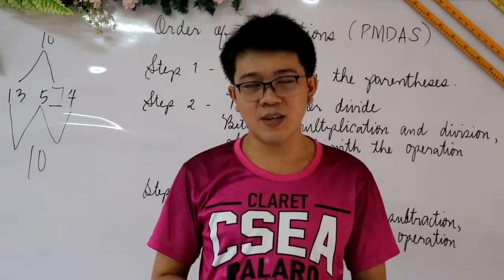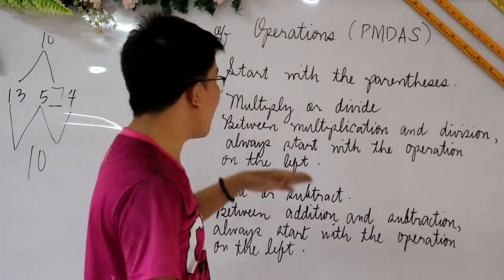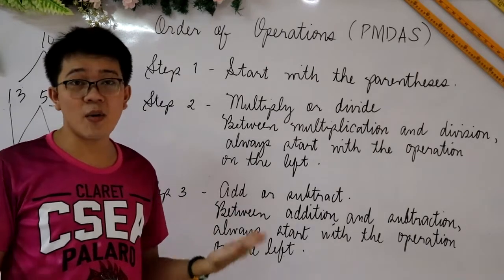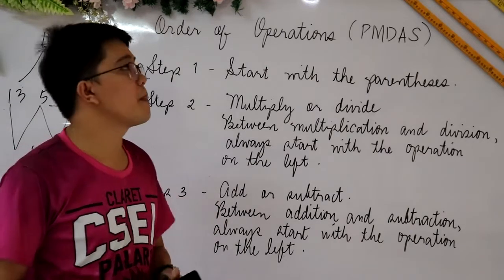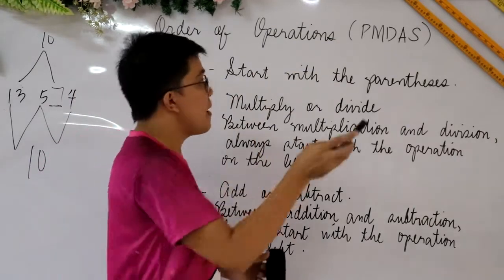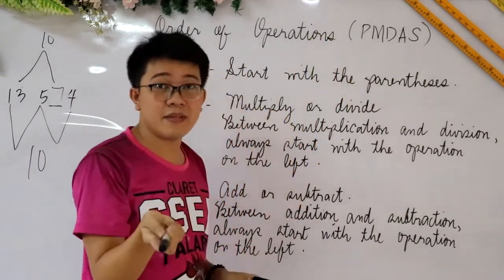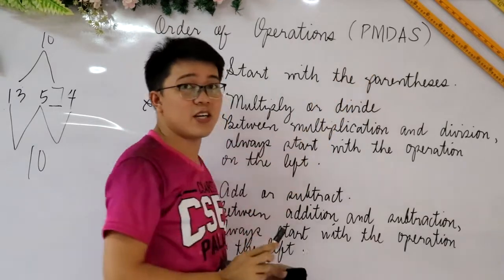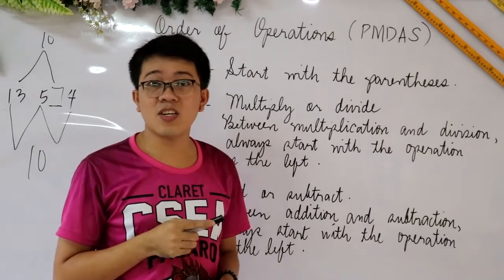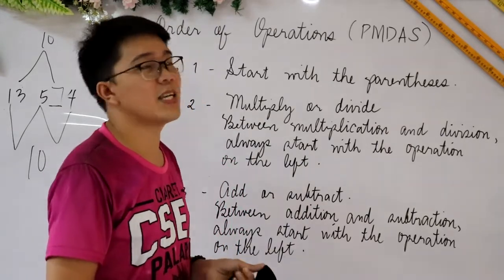Since we answered already the problem in the previous video, it's time for us to proceed in our lesson for today. And it is all about, again, the correct order of operations, or it is commonly known as PMDAS. PMDAS, which stands for, very good, parentheses, M stands for multiplication, and D stands for, yes, division, A for addition, and S for, definitely, subtraction.